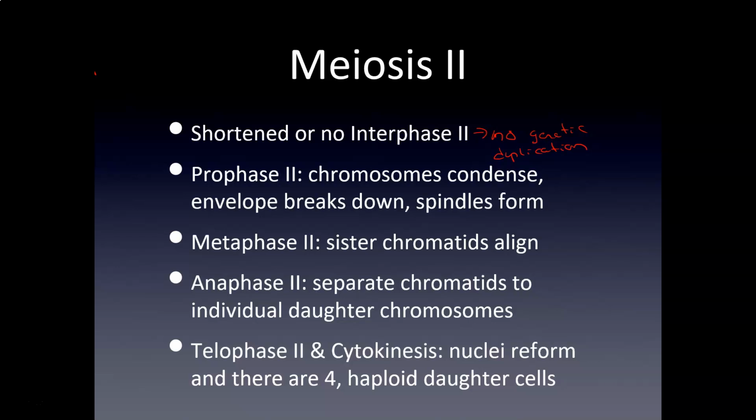Prophase 2, those chromosomes condense again, nuclear envelope breaks down, spindle fibers form. Metaphase 2, sister chromatids align along that metaphase plate. Anaphase 2, the sister chromatids split into individual daughter chromosomes. And then telophase 2 and cytokinesis, those nuclei form. And now I'm dealing with 4 haploid daughter cells at the end. So again, meiosis 2 looks a lot more like mitosis did, but we don't have 46 chromosomes. I only have 23, and it's happening simultaneously in 2 cells instead of just one.